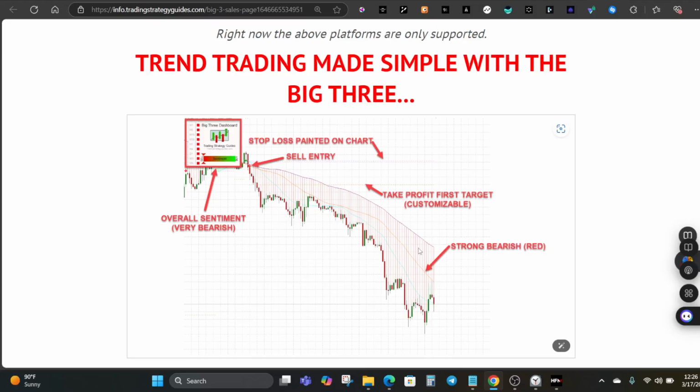Now, the Big Three indicator is quite an effective tool for traders who are looking for a simple yet effective way to identify trade opportunities. All right. It combines trend, structure, and momentum into an easy to use system, making it effective and valuable for beginners and advanced traders alike.